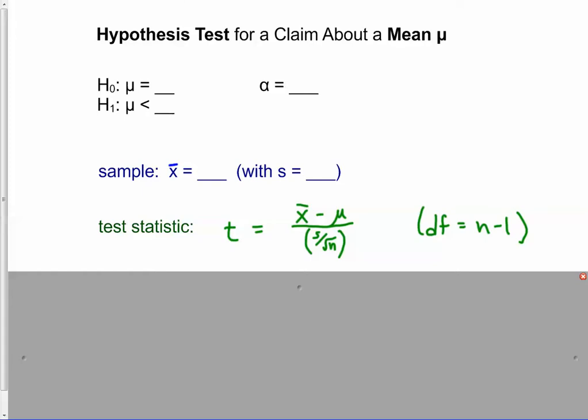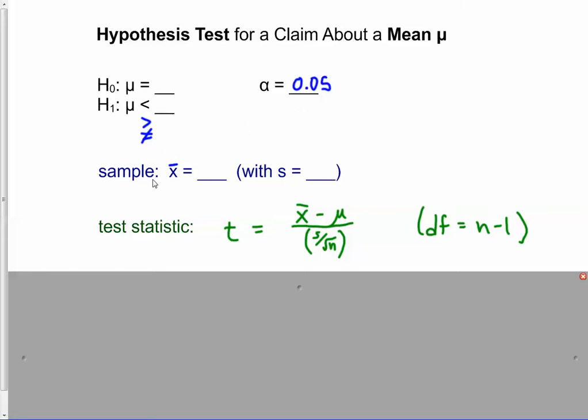But whatever the original claim is, we have to turn it into the null hypothesis, that the mean is equal to some number, and then the alternative hypothesis is that it's less than, or it could be greater than, or it could be does not equal the same thing. It's the same number put here and here. And then we also set a level of significance, again, either 0.05 or 0.01 or something like that.